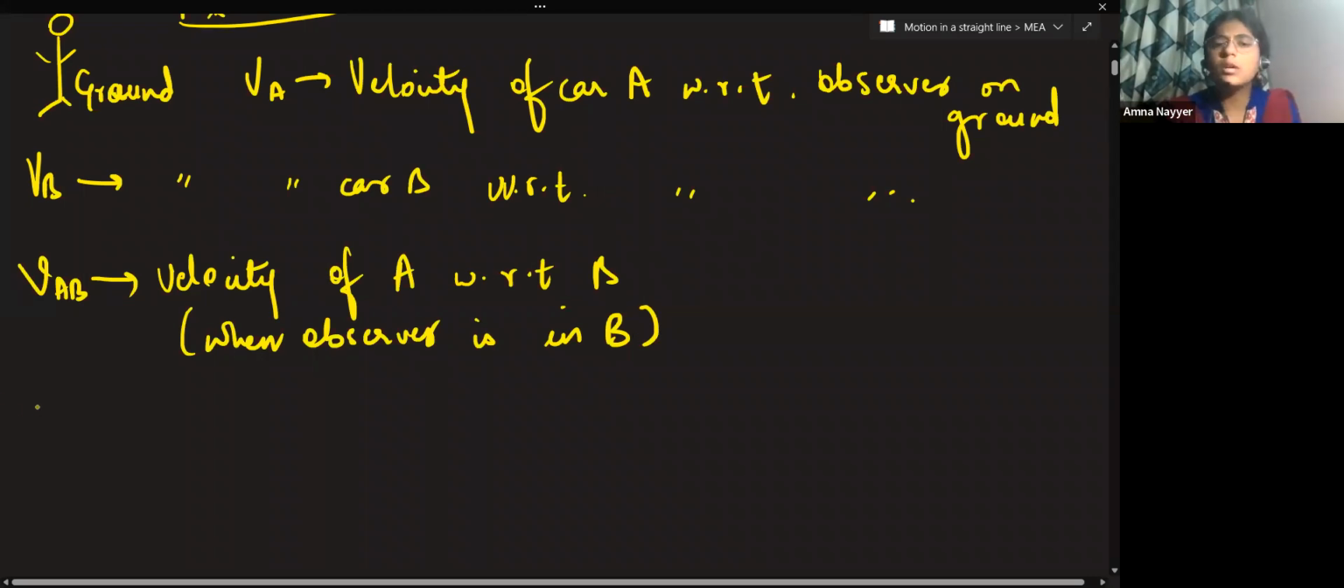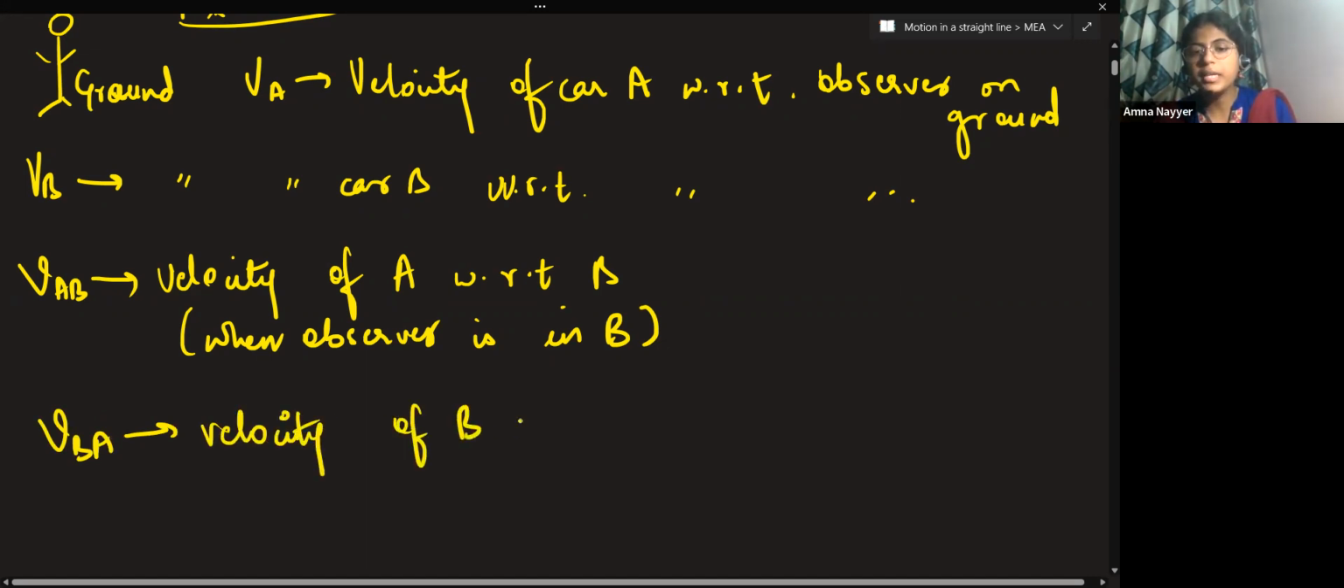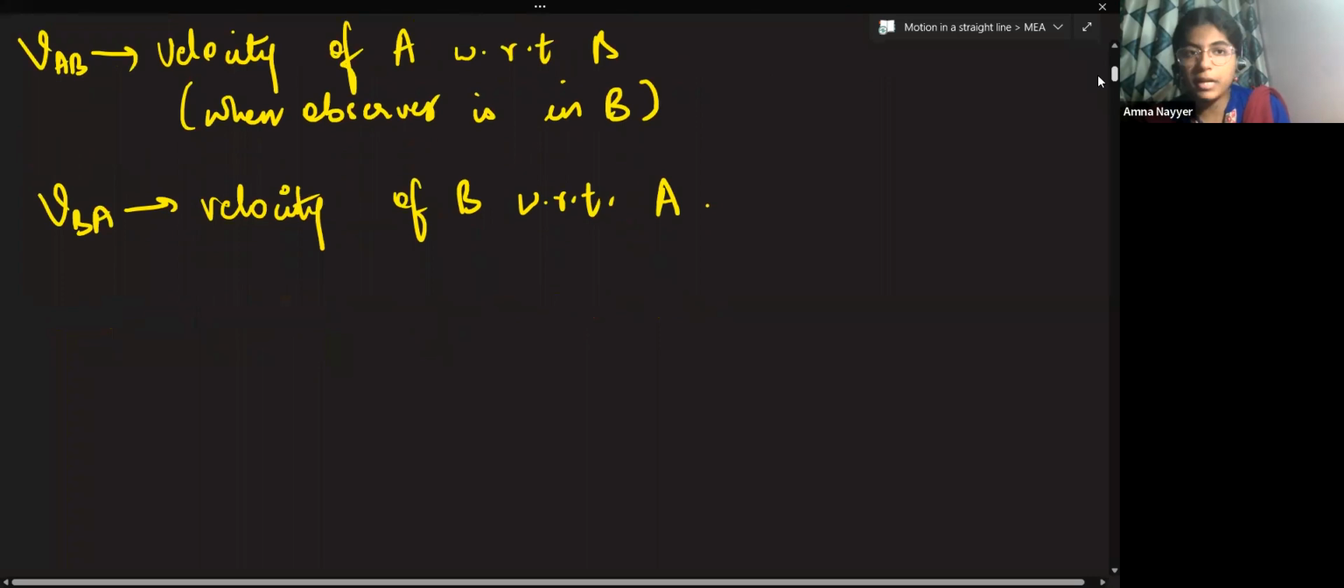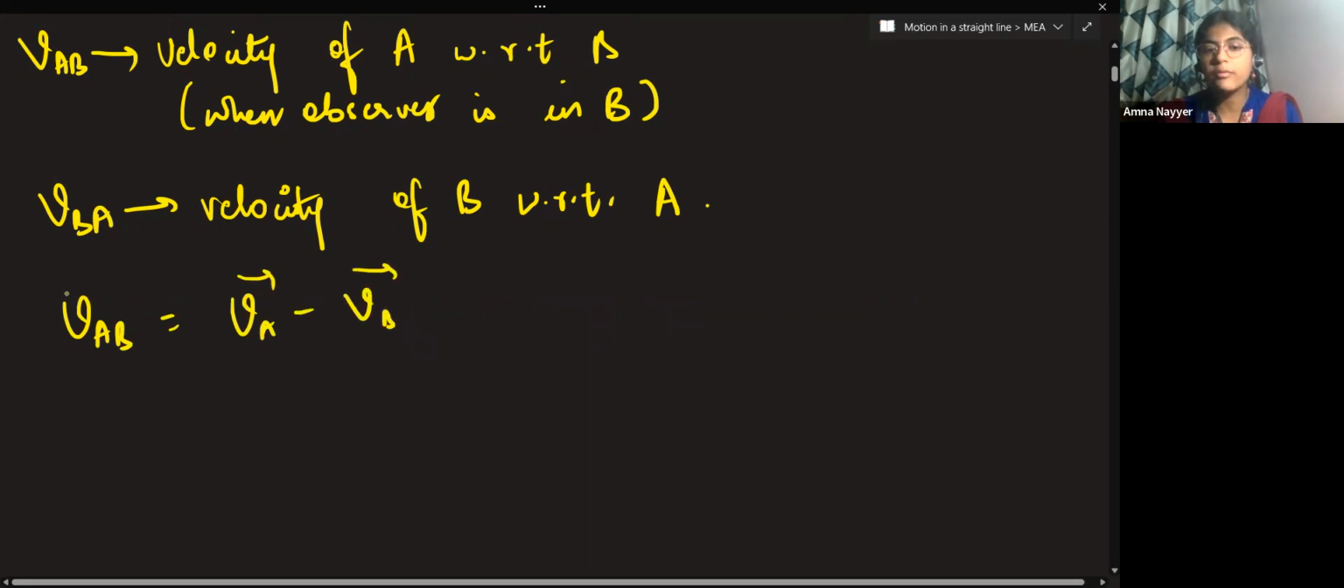Now, if I wanted to calculate the velocity of B with respect to A, how will I write it? I'll write it as VBA. This means the velocity of B with respect to A. That's how I write it. Now, how to calculate? Calculation is very easy. Sign convention, I'll tell you, remember, we'll use vector subtraction. If it is VAB, we write it as vector A minus vector B.